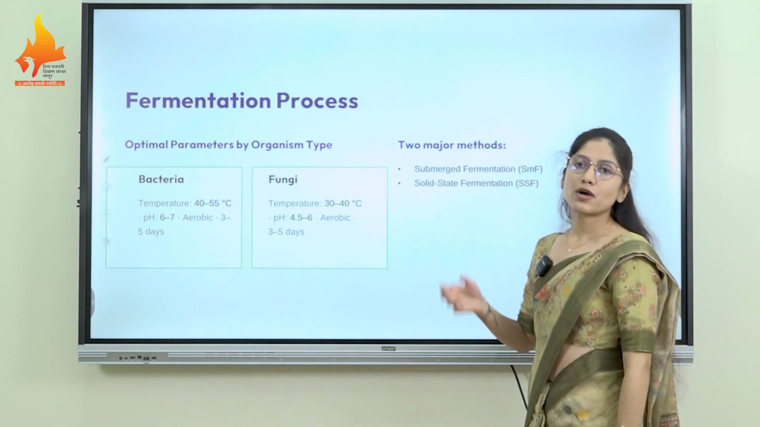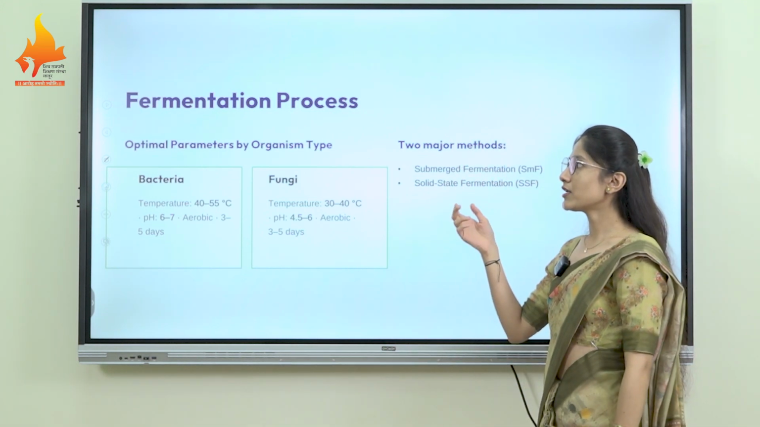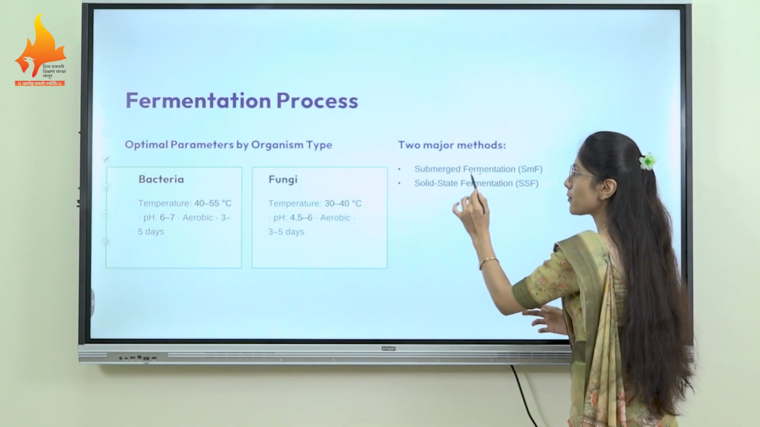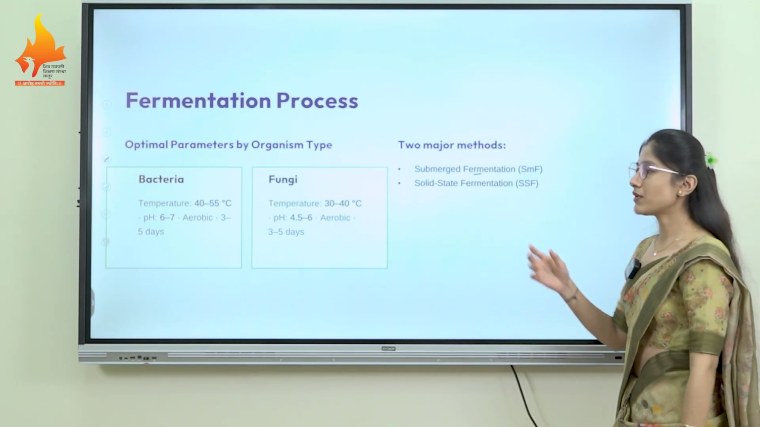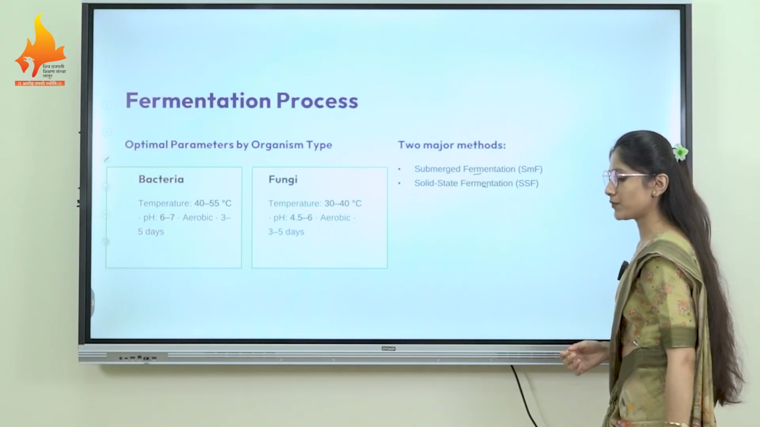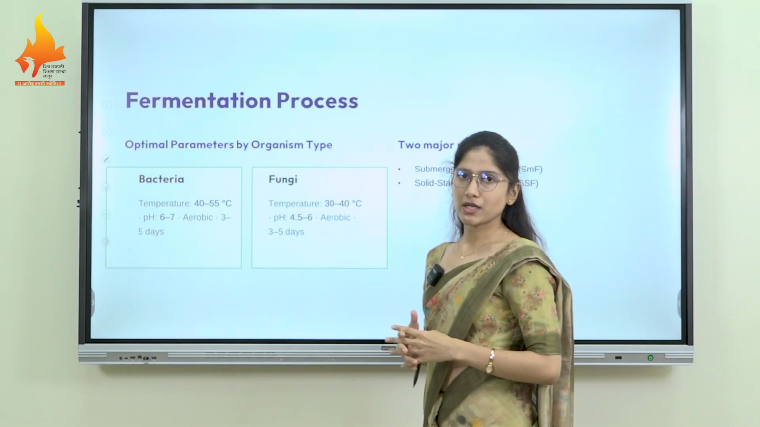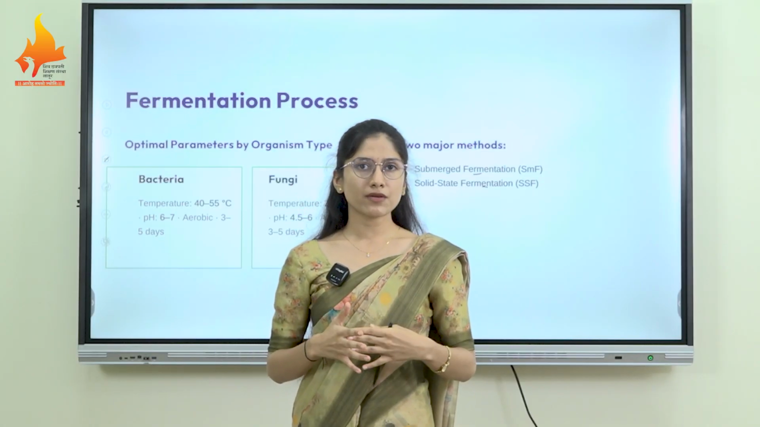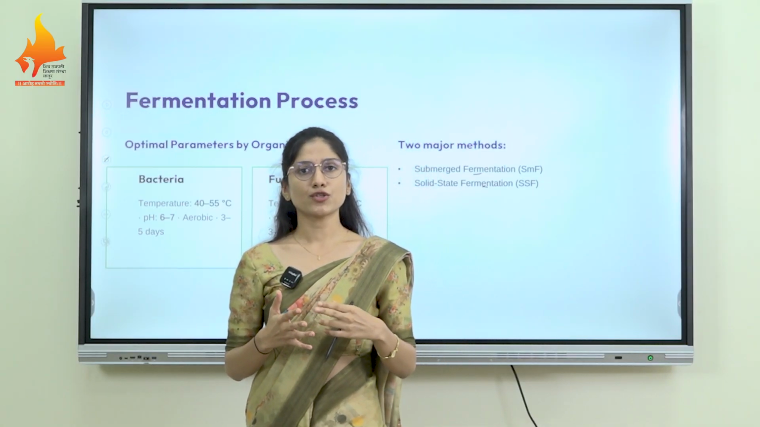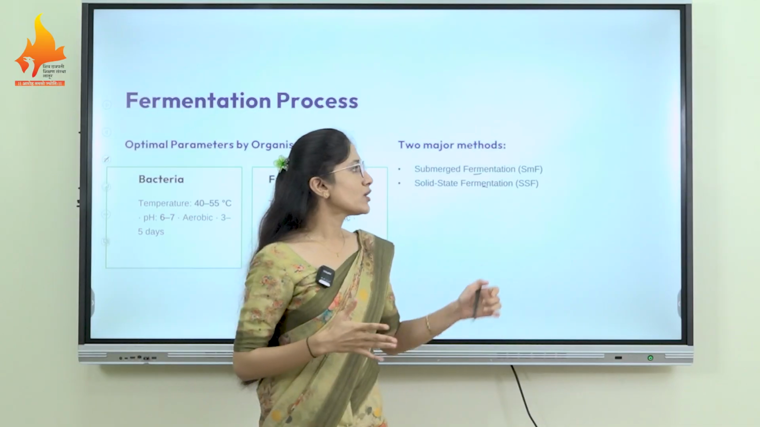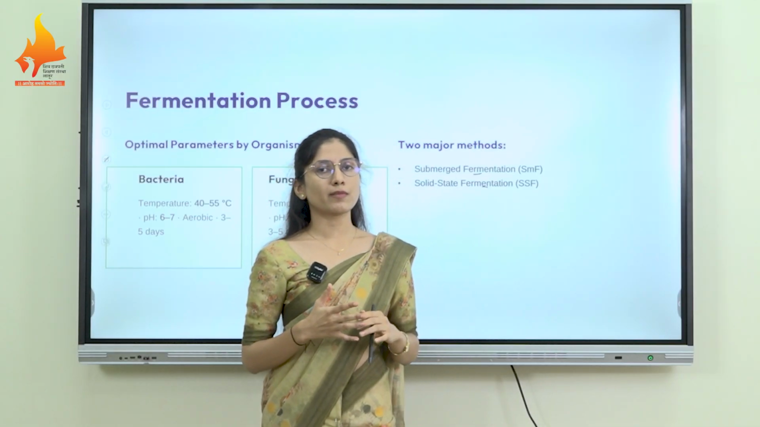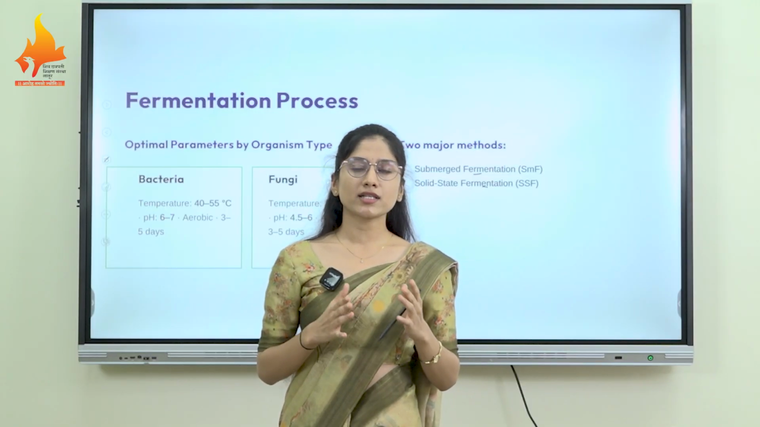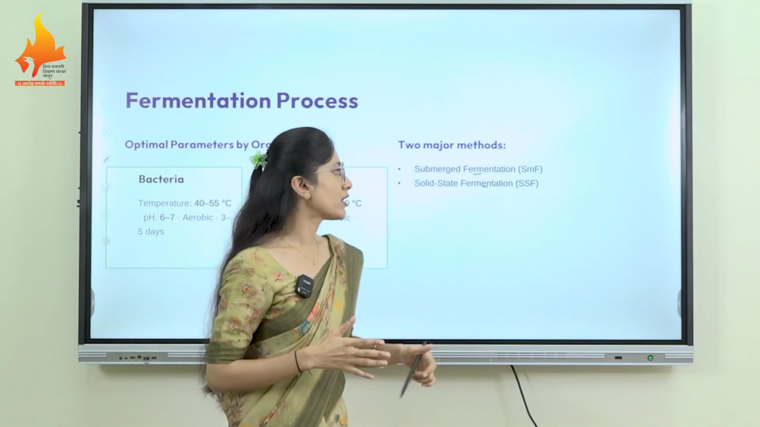Moving forward, the next step is the fermentation process. Here we use two fermentation techniques. First is submerged fermentation and second is solid state fermentation. In submerged fermentation, microorganisms are grown in liquid medium containing starch, peptone and yeast extract. This technique is used to produce the bacterial amylase enzyme.